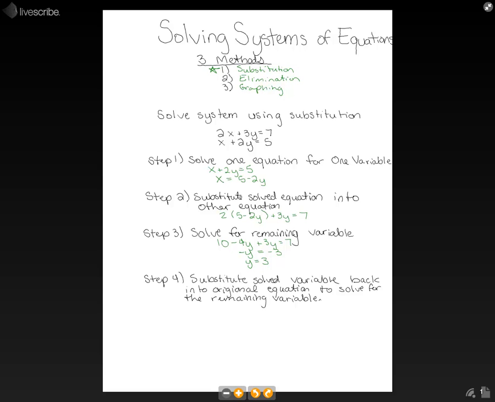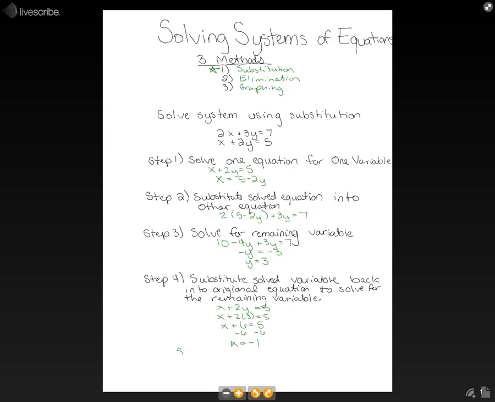So now we've got what y is, but this still isn't our total answer. We need to come up with what x is. So we substitute our solved variable back into one of the original equations, and then we'll solve for our x coordinate too. So if we substitute into x plus 2y equals 5, we'll get x plus 2 times 3 equals 5. x plus 6 equals 5. If we subtract 6 from both sides, we get x is equal to negative 1.